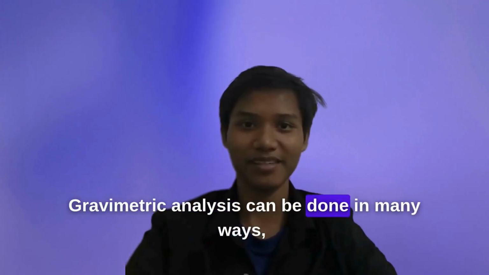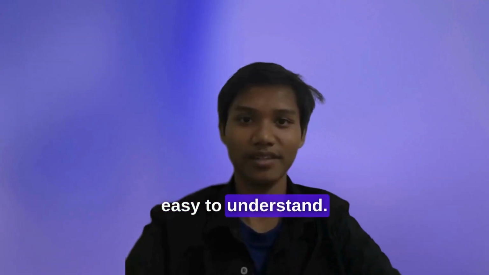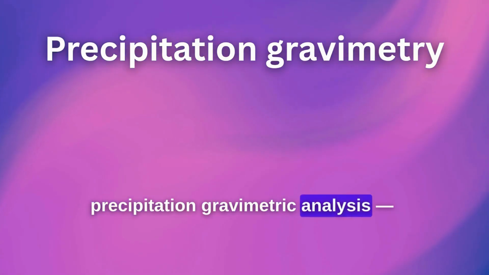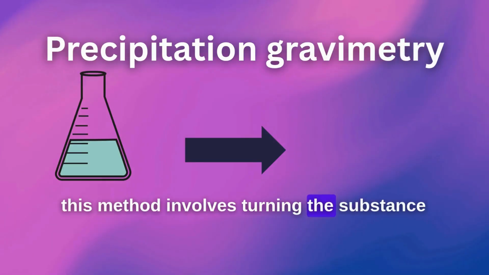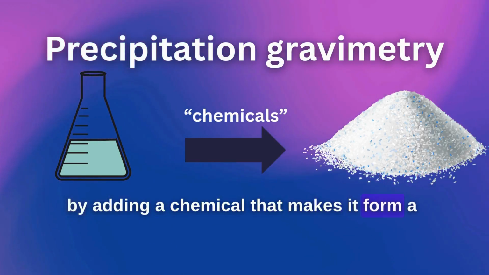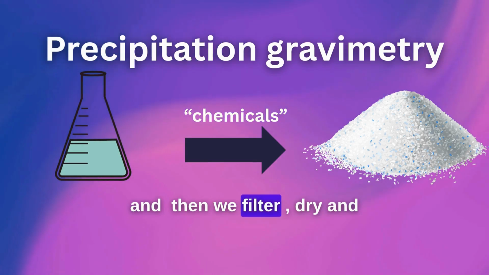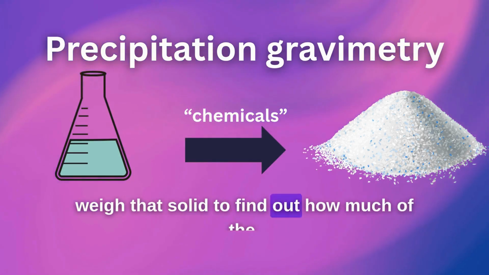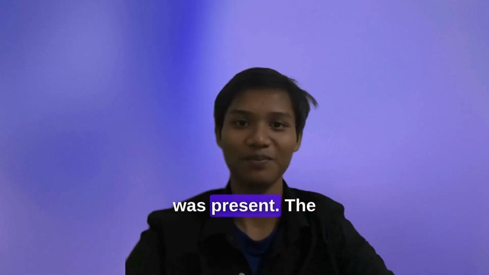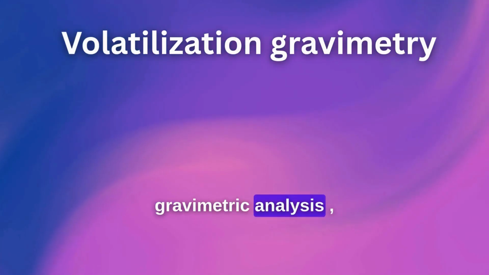Gravimetric analysis can be done in many ways, but we'll focus on just two common types that are easy to understand. The first is precipitation gravimetric analysis. This method involves turning the substance we're measuring into a solid by adding a chemical that makes it form a solid particle, or precipitate. We then filter, dry, and weigh that solid to find out how much of the original substance was present.